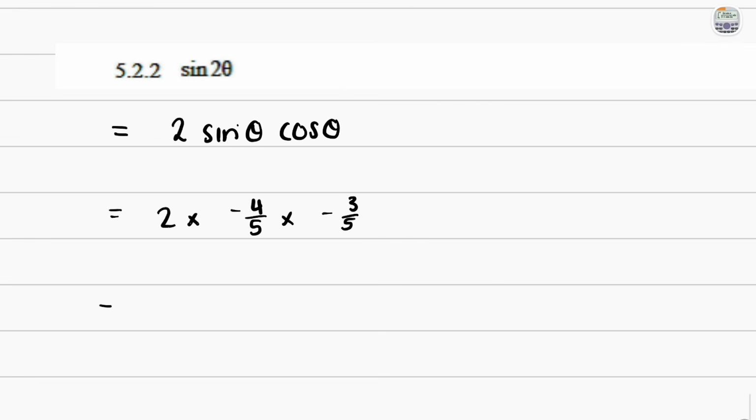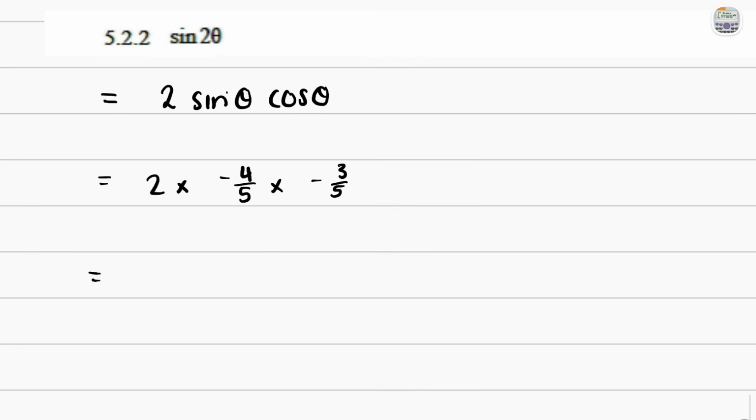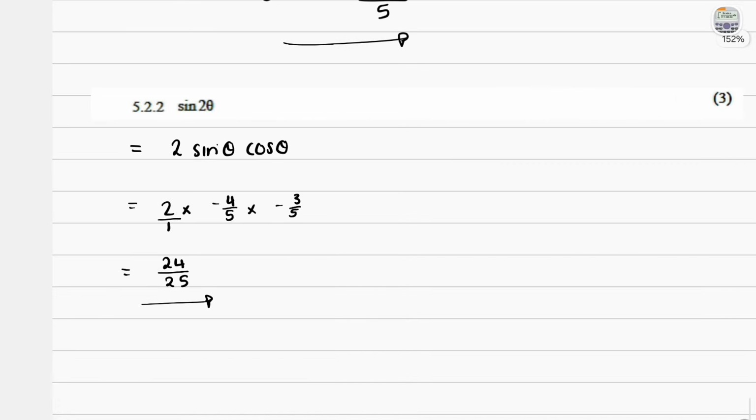So this is simply equal to, we're going to have all the numerators multiply. Notice this 2 is in the numerator. It has a natural denominator of 1. So this is 2 times 4, which is 8. 8 times 3 is 24. They're going to still be positive because these two are negative, so they multiply. So we have positive 24 over, and our denominator is 25. And that is the answer of sine 2 theta.